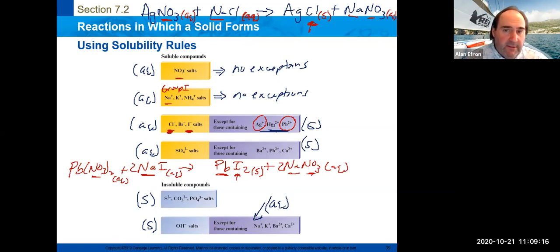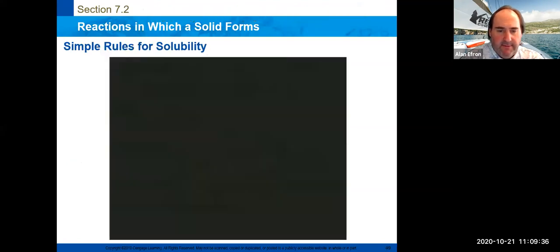So again, they do want you to know these solubility rules going into the remainder of your classes. So we will stick with that. Make sure that you do memorize these rules. Any questions on how to use those rules there? All right, let's see some more examples, I think.